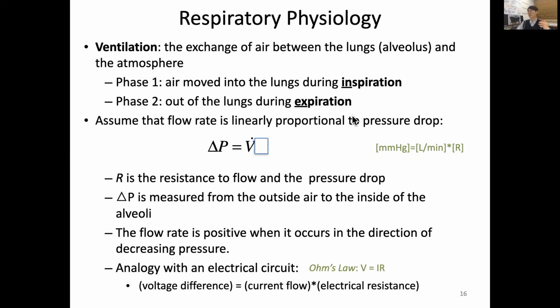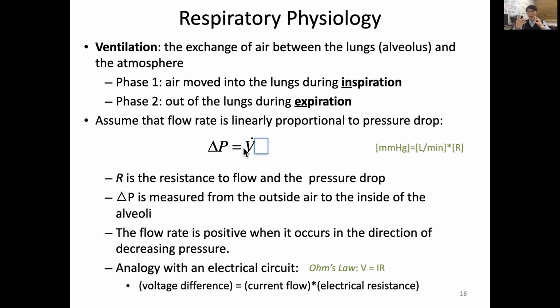So let's assume the flow rate is linearly proportional to the pressure drop. When the air flows in and out, this is a fluid movement, and we have to consider the driving force. The driving force of a fluid is usually a pressure difference, which we write as delta P, and that pressure difference will cause the air to flow. That flow can be represented as a flow rate, V dot, where the dot means a derivative with respect to time.